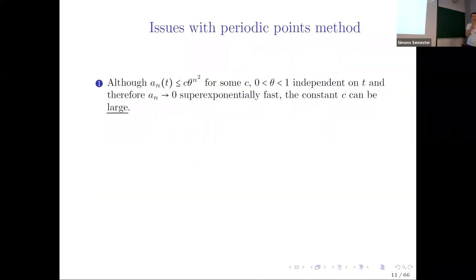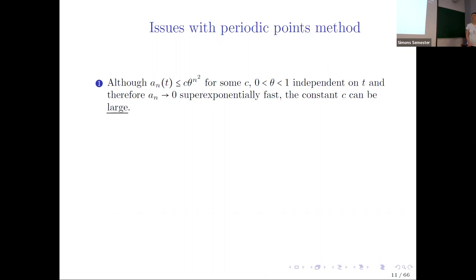What is good here? The good news is that the coefficients that we need to sum up converge to zero super exponentially, which actually makes the estimates possible. The bad part is that there is no reason why they should converge super exponentially to zero starting from the first one, or from the second, and the implied constant can be very large. So there is a lot of work.